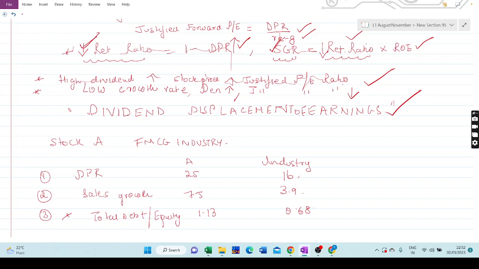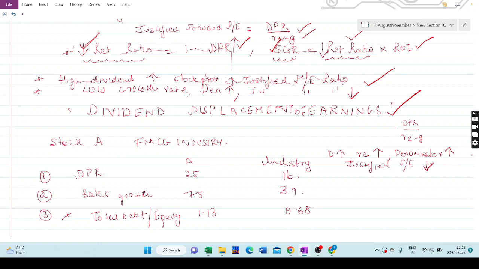If debt is high, then the required return by equity holders will be high. If the required return is high, then look at the formula of justified P/E. The denominator would be high. If the denominator is high, then the justified P/E ratio should be low, right? So, guys, the total debt to equity ratio suggests that the stock's justified P/E should be low.